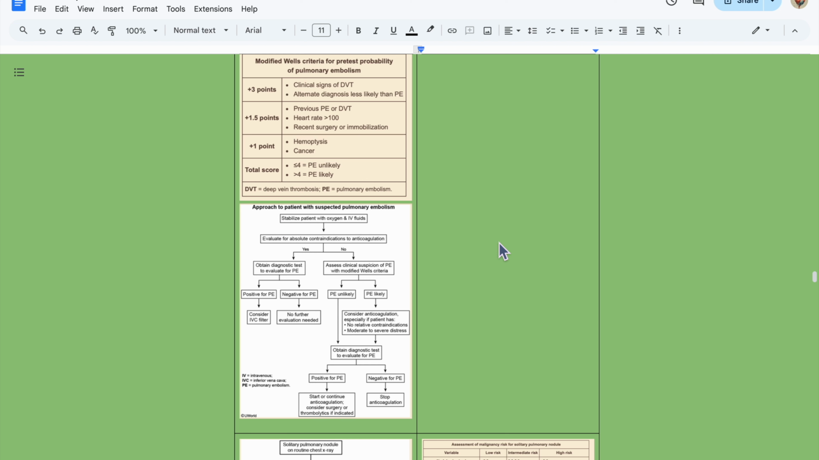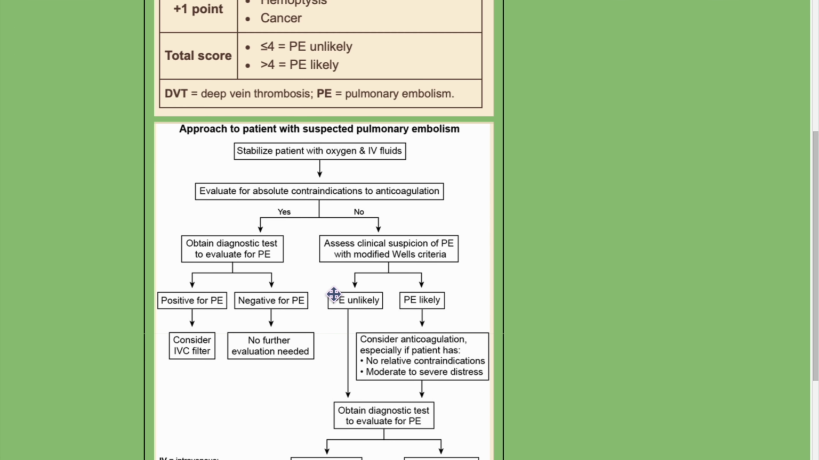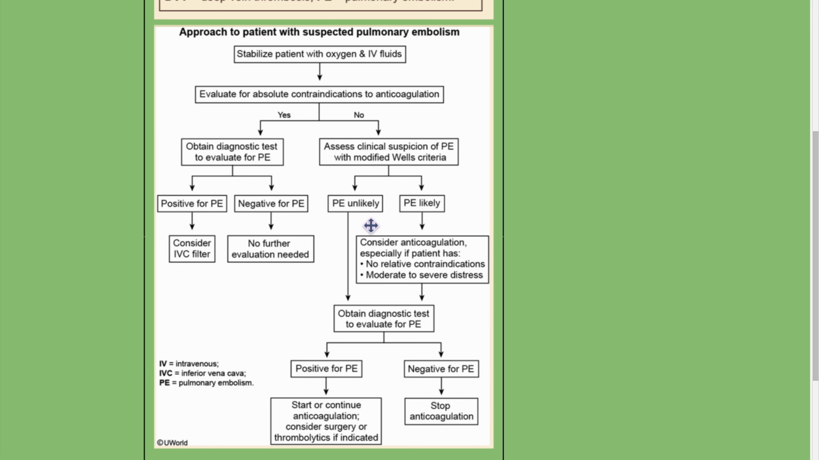Approach to patient with suspected pulmonary embolism. Stabilize patient with oxygen and IV fluids, and then evaluate for absolute contraindication to anticoagulants. If they have absolute contraindication to anticoagulants, then obtain diagnostic test to evaluate for PE. If it is positive, then consider IVC filter. If it's negative for PE, then no further evaluation is needed.